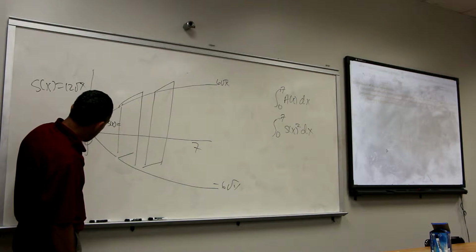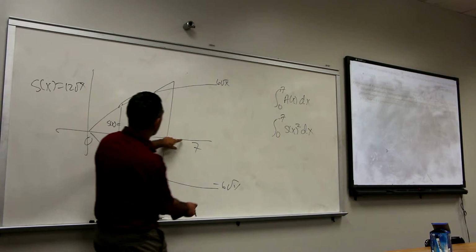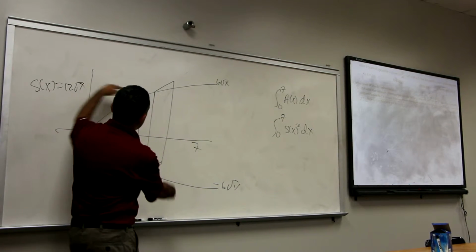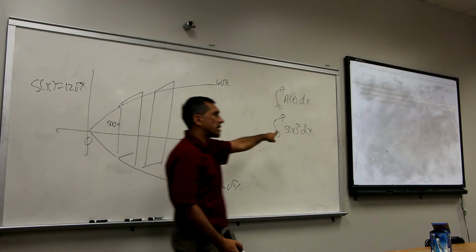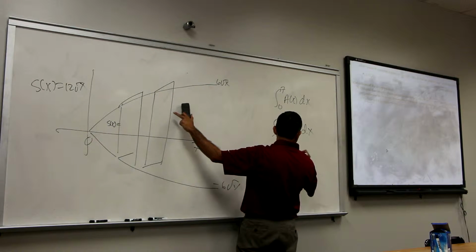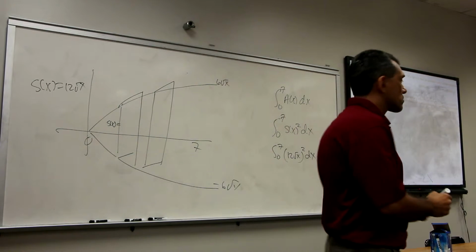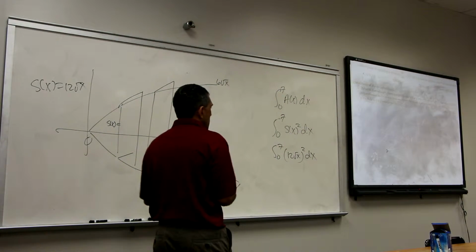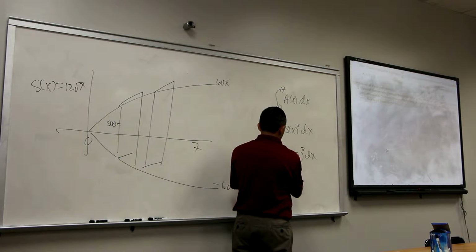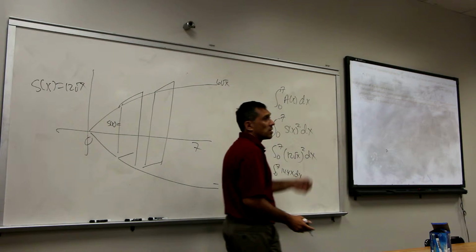What's the side length at 0? 0. What's the side length at 7? 12 square root 7. So I can put that here. What is it? 12 square root x, squared. What is 12 square root x squared? 144x. And now it's a definite integral. We'll have to do that one.